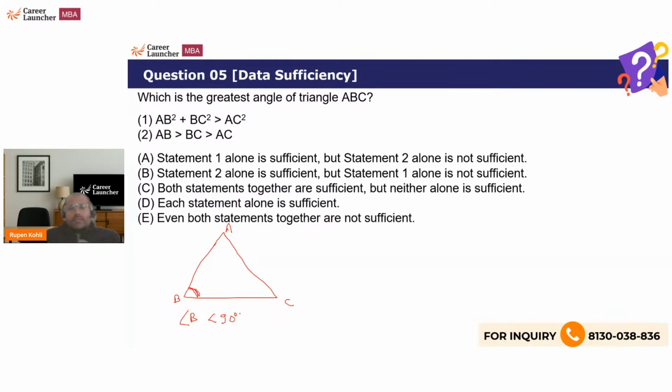But this condition does not help me decide which is the greatest angle. We are only able to conclude one thing, that angle B is acute, nothing else. Which angle is largest? Difficult to say because we don't know anything about the other two angles. This triangle might very well be an obtuse angled triangle or an acute angled triangle. We do not know that AC is the largest side. Remember, so statement 1 is not sufficient.